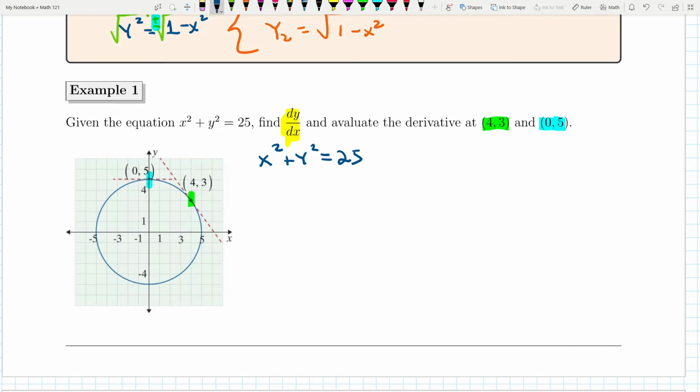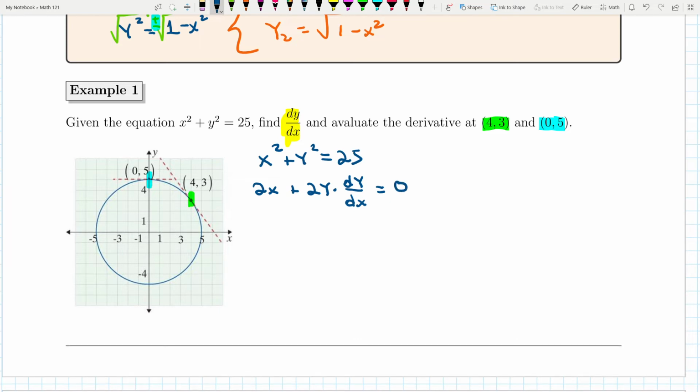In this case, let's take the derivative of x squared. The derivative of x squared is 2x. The derivative of y squared is 2y. But every time we differentiate the variable y, we are essentially doing a chain rule, so we need to multiply by dy/dx. Where is that chain rule coming from? Well, the derivative of 25 is 0.